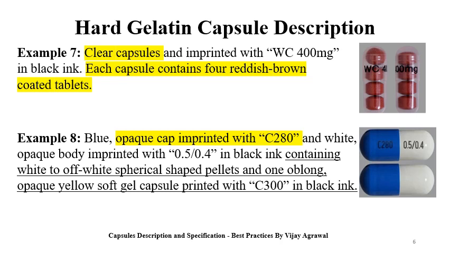Example 8. Blue opaque cap printed with C280 and white opaque body imprinted with 0.5 by 0.4 in black ink, containing white to off-white spherical shaped pellets and one oblong opaque yellow soft gel capsule imprinted with C300 in black ink. So in this capsule there are pellets and one soft gelatin capsule which is printed with C300 in black ink. So this is a novel type of formulation where they have included a pellet formulation and the soft gel formulation in the hard gelatin capsule.